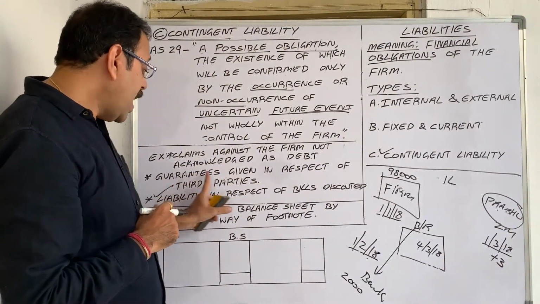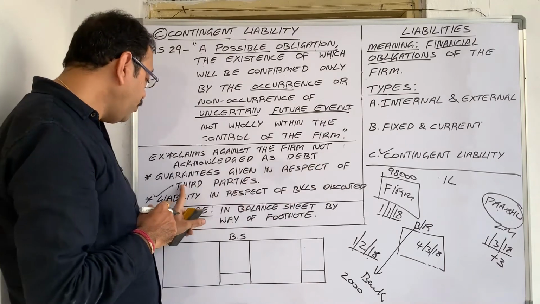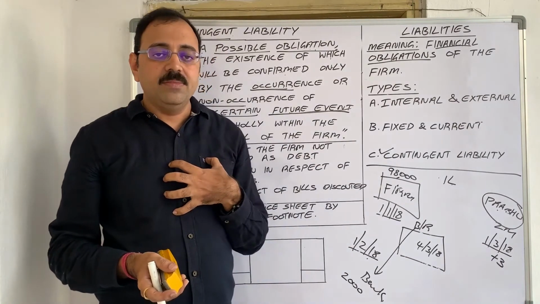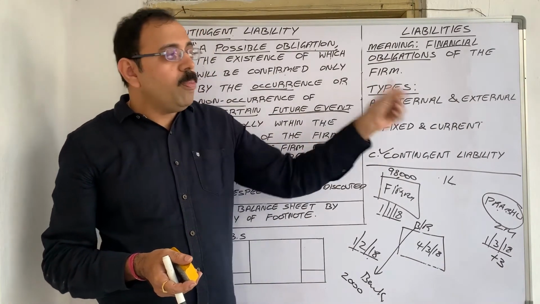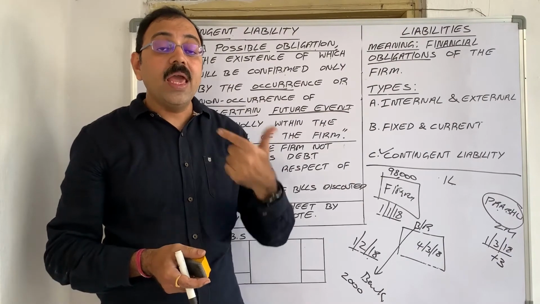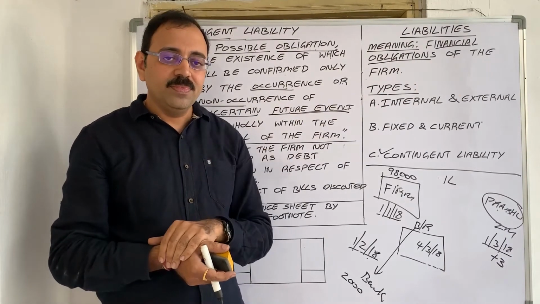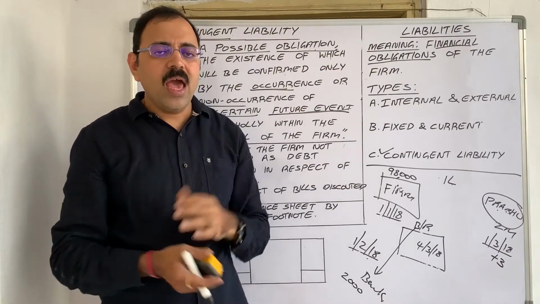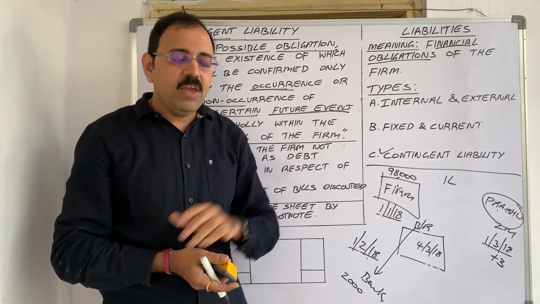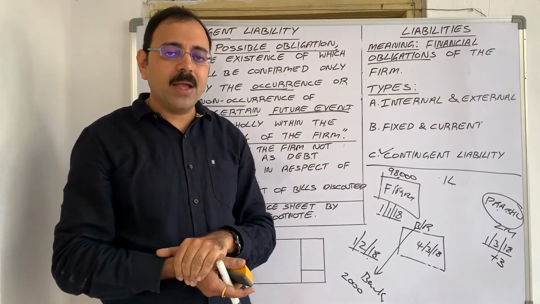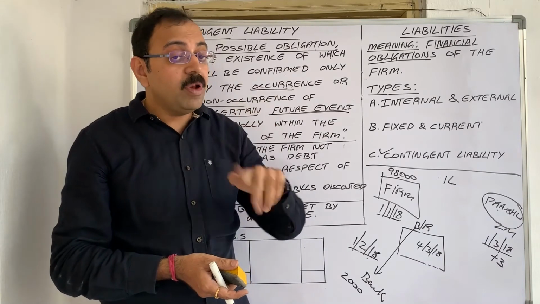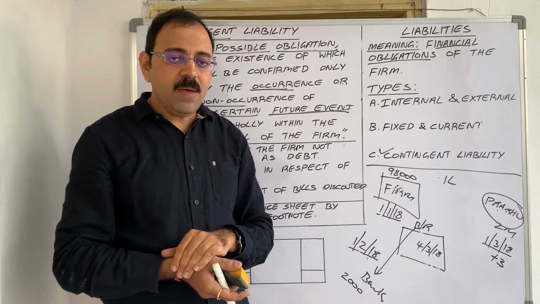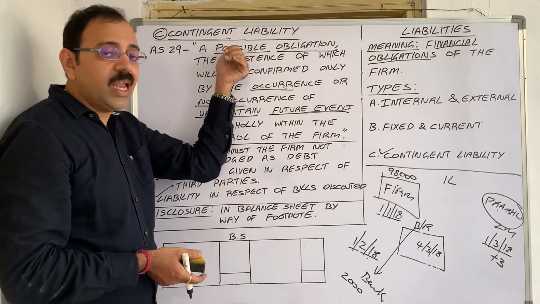Next example, guarantees given in respect of third parties. For example, Gopi is my friend. I am running a business. Gopi took a bank loan and I have given a guarantee for that loan. If on the due date Gopi repays that loan amount, I am not liable for that amount. If Gopi fails to repay the money to the banker, then I will become liable for this amount. So the chances are uncertain. Okay? It is also known as a contingent liability.